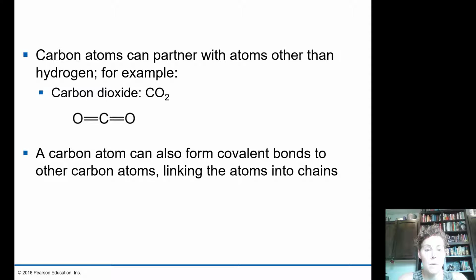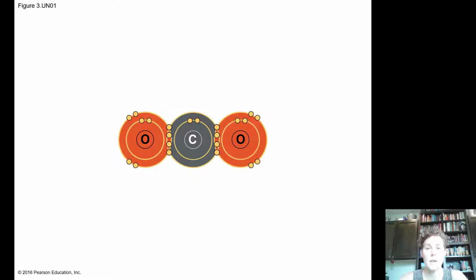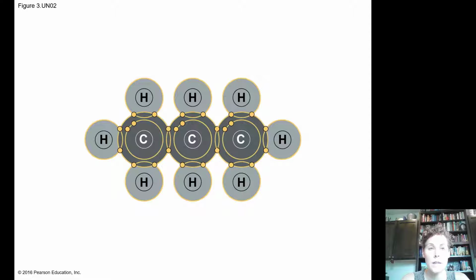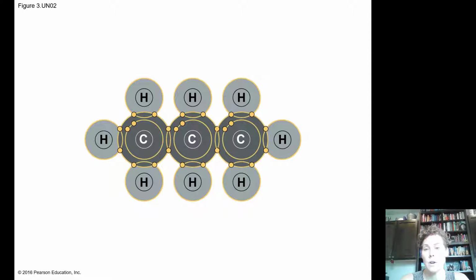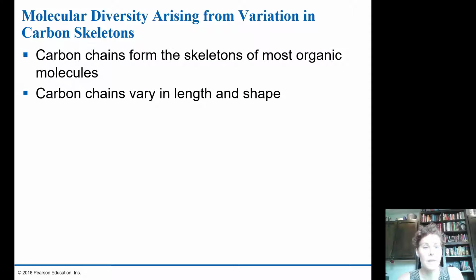It can also form covalent bonds to other carbon atoms, linking them into chains, making backbones, making these gigantic molecules. So here's carbon, this is CO2, carbon dioxide. Carbon di is 2, oxide, oxygen, so it's 2 oxygens compared to carbon, connected to carbon. And here you can see a carbon backbone starting and all the hydrogens that are now linked to it. So those carbon chains, what you see right here is the very start of a very, very tiny carbon chain.